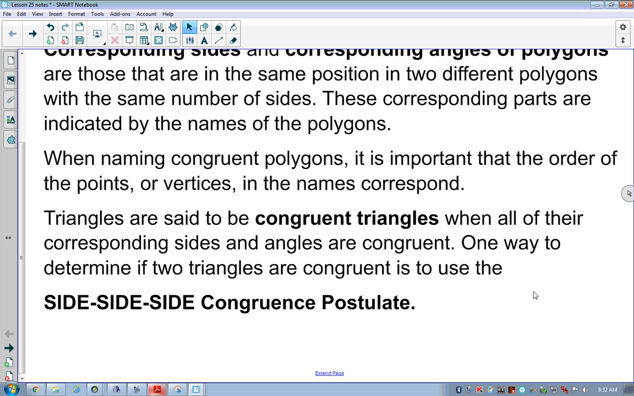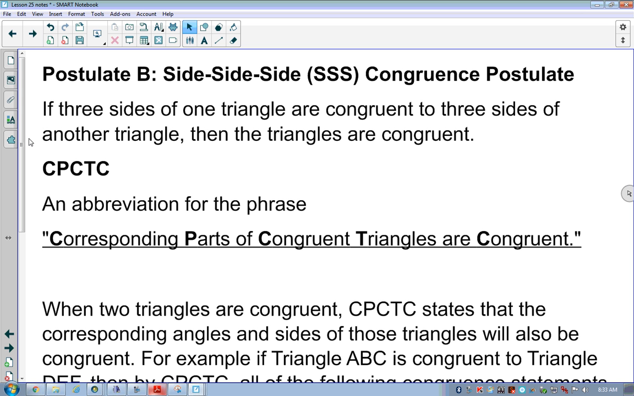Triangles are said to be congruent triangles when all of their corresponding sides and angles are congruent. One way to determine if two triangles are congruent is to use the side, side, side congruency postulate. It's not the only congruency postulate, but it's the one that you're learning today. Okay? So they're calling it postulate B, or side, side, side congruency postulate.